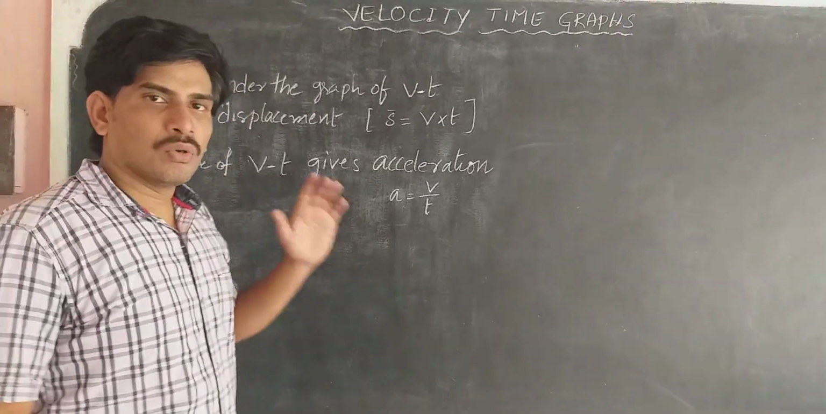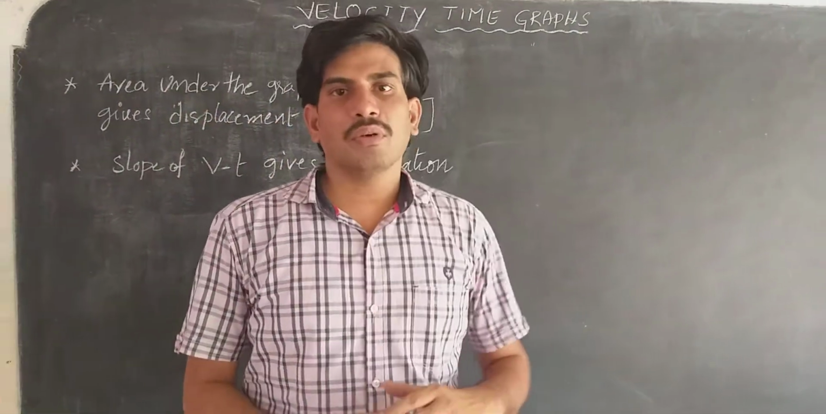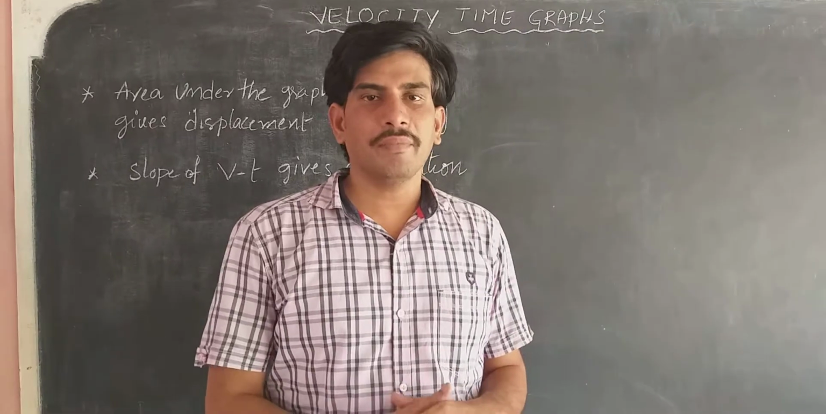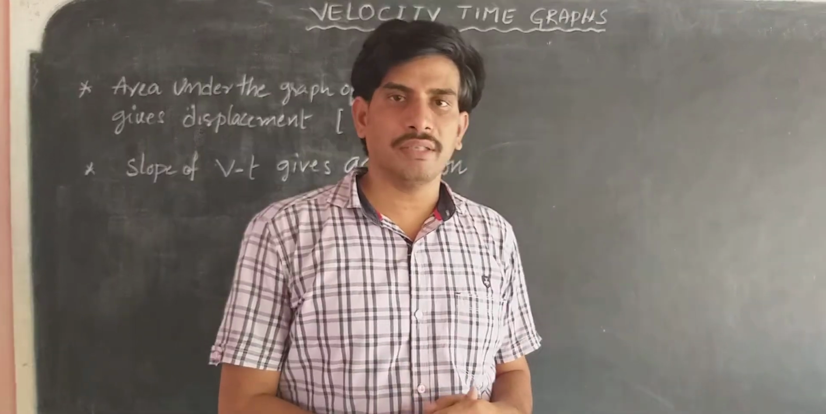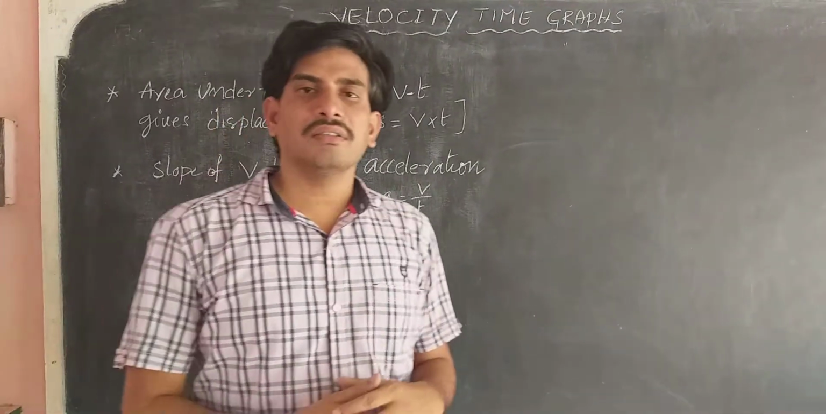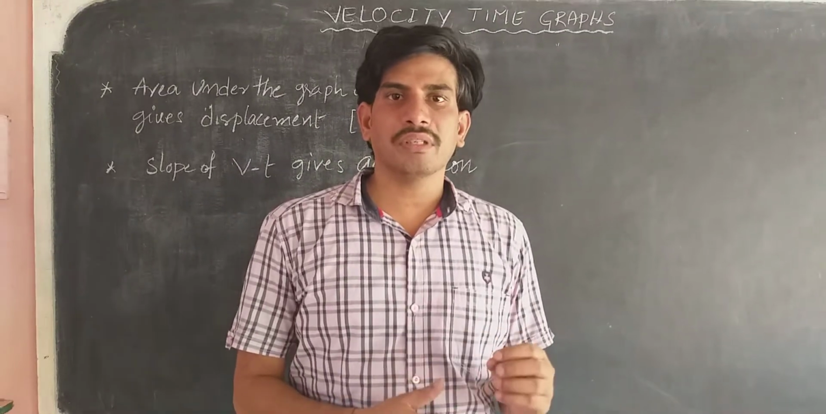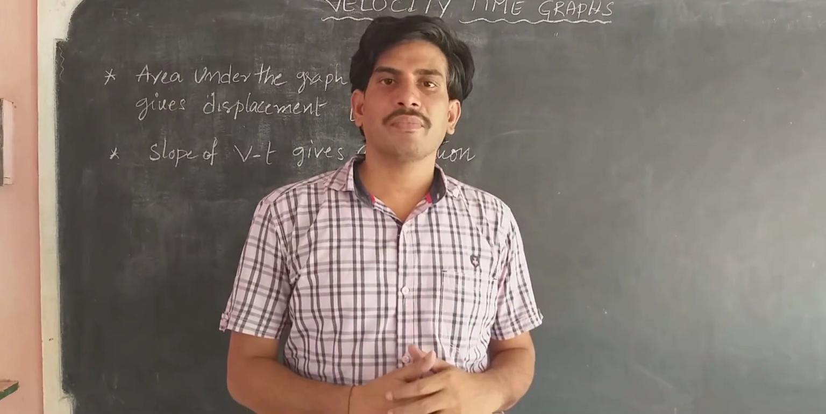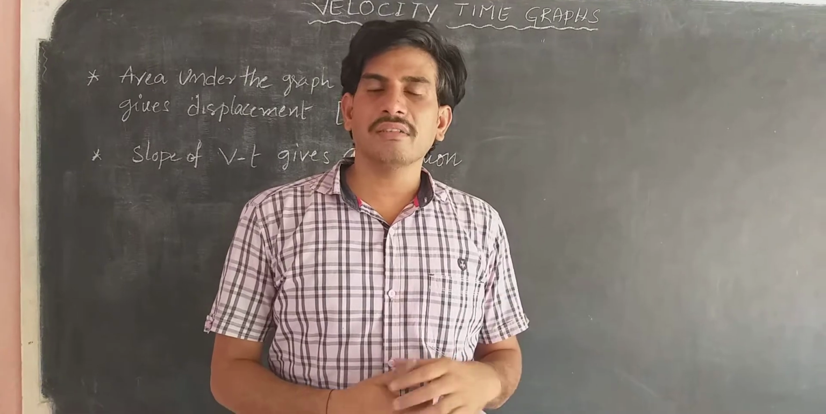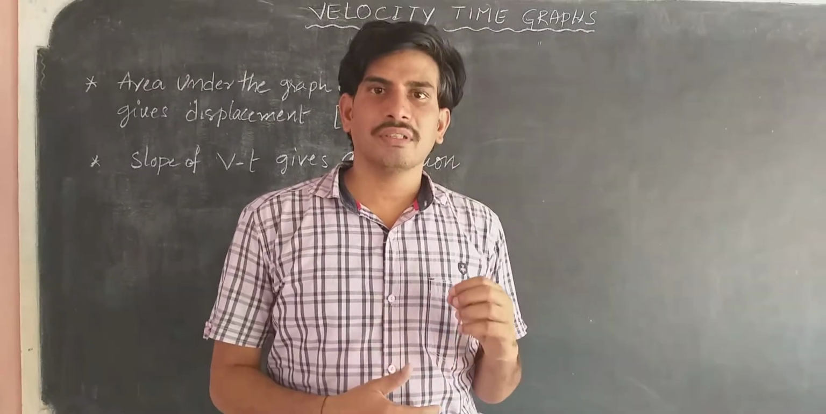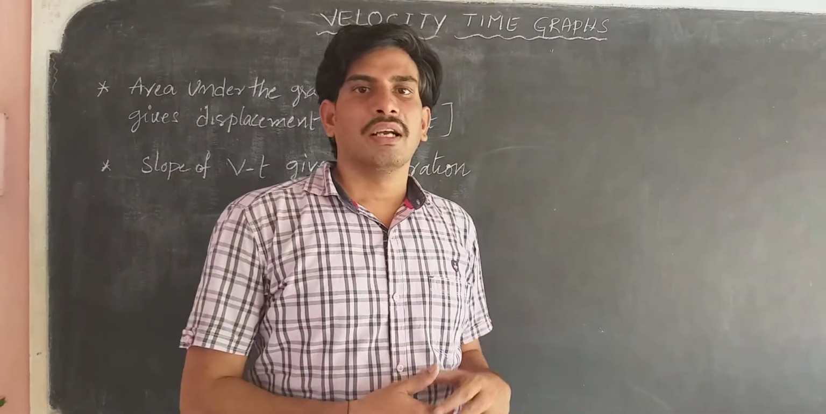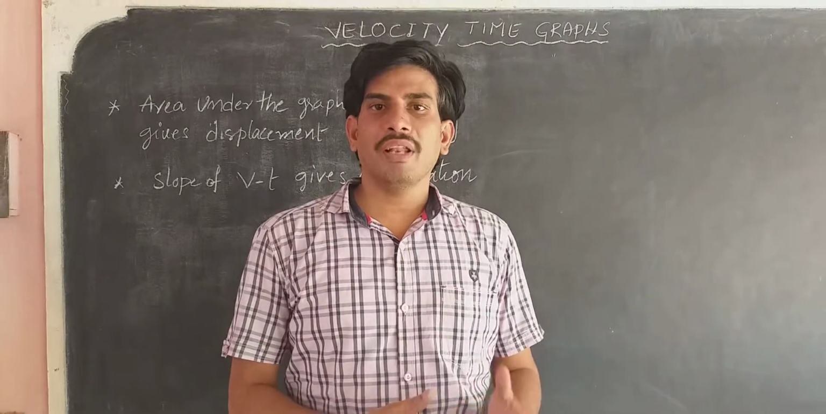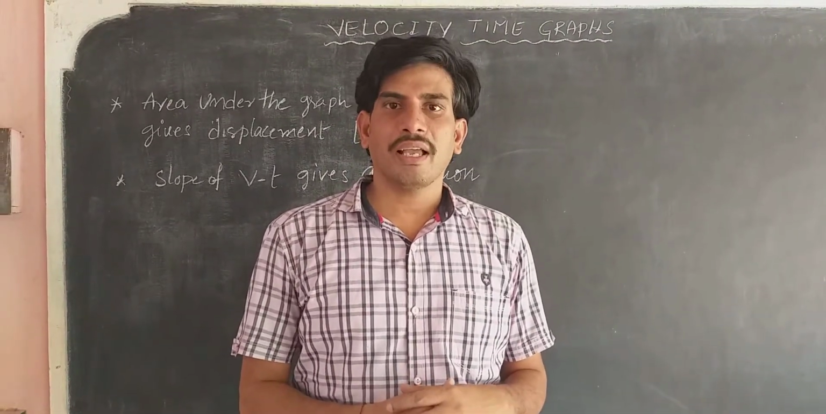As we discussed the slope of distance time graph, we got speed. Similarly, here two more points you need to learn. The area under the velocity time graph gives us displacement or distance. And the slope of velocity time graph gives us acceleration.